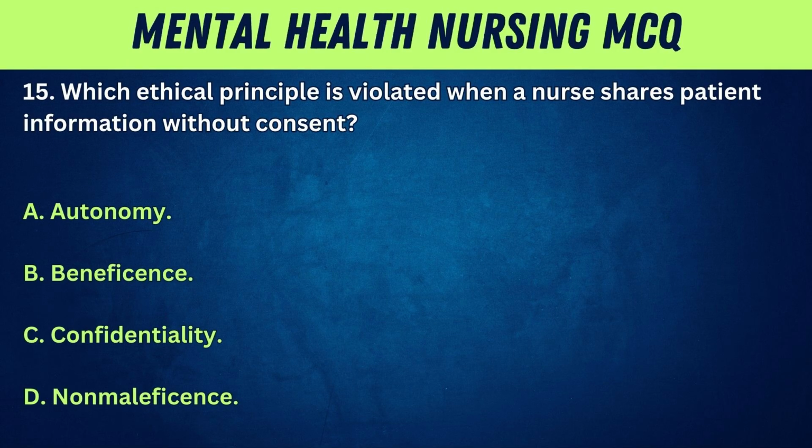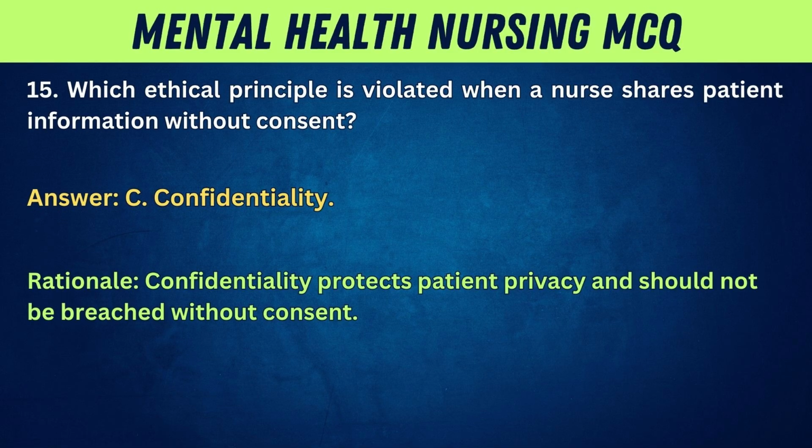15. Which ethical principle is violated when a nurse shares patient information without consent? A. Autonomy. B. Beneficence. C. Confidentiality. D. Non-maleficence. Answer: C. Confidentiality. Rationale: confidentiality protects patient privacy and should not be breached without consent.